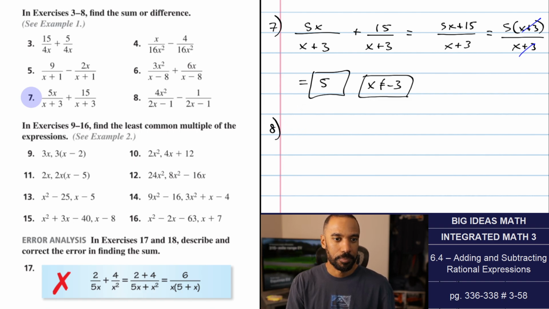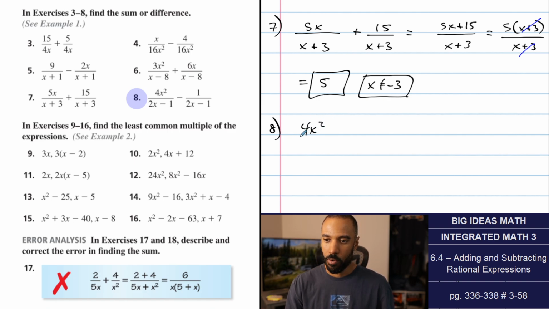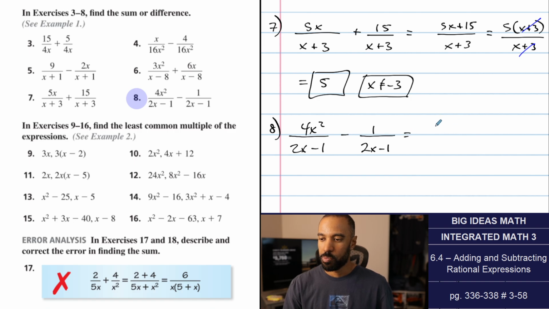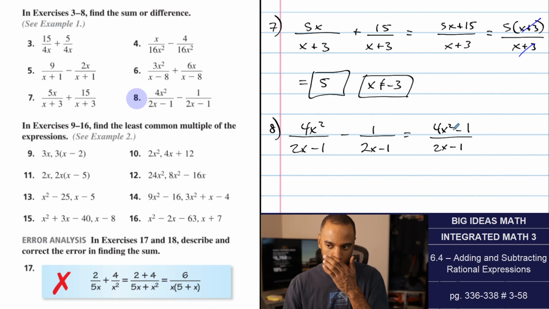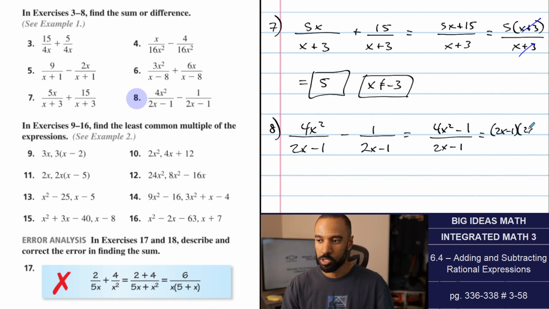Number 8. 4x squared over 2x minus 1, minus 1 over 2x minus 1. I already see where this is going. This becomes 4x squared minus 1 over 2x minus 1. And make no mistake, this is a difference of two squares. This factors into 2x minus 1 times 2x plus 1.